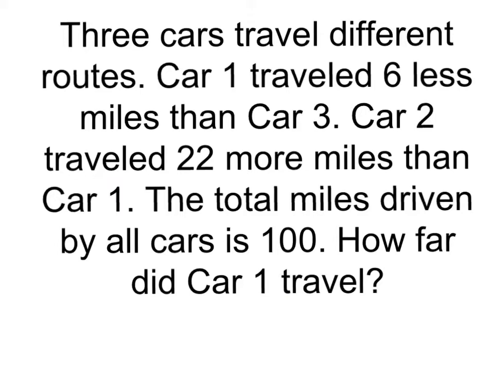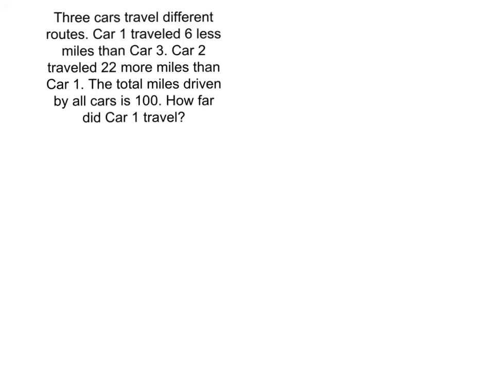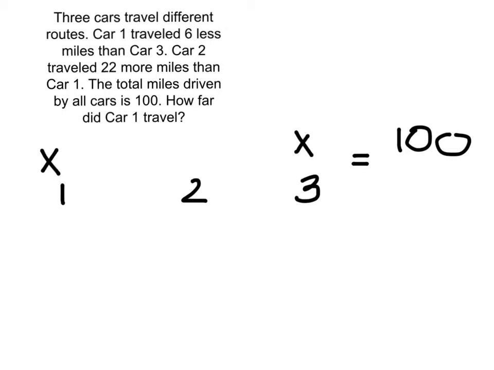For the solution, we have how many cars? 3. So 1, 2, 3, and they drove how many miles altogether? 100. Car 1 traveled 6 less miles than car 3. Which one is going to be our X? Car 3. And if car 1 traveled 6 less miles, that would be X minus 6. Car 2 traveled 22 more miles than car 1. Here's car 1. Car 2 went 22 more miles.